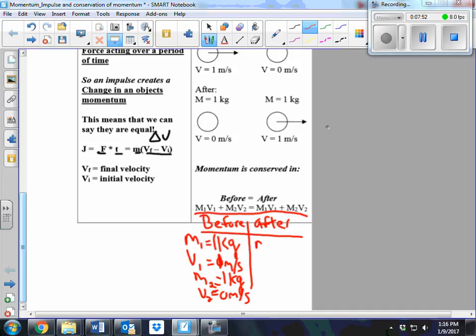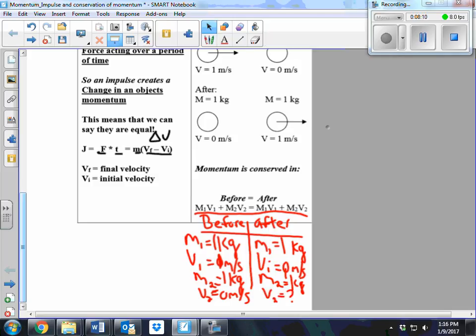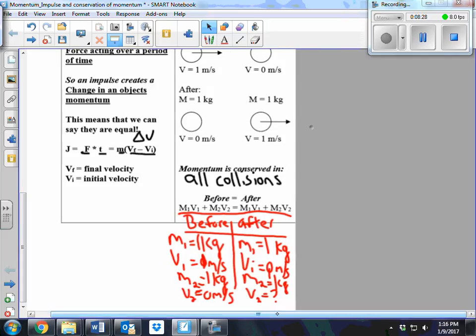And then after, M1's mass didn't change, so it's 1 kilogram, and its velocity is now 0 meters per second. M2 didn't change, it's still 1 kilogram. I could have said, hey, question mark, what is it? I've already solved for it, but you would solve for it by plugging into the equation, and you would get an answer of 1 meter per second. So momentum is conserved in all collisions, whether inelastic or elastic, momentum is always conserved.